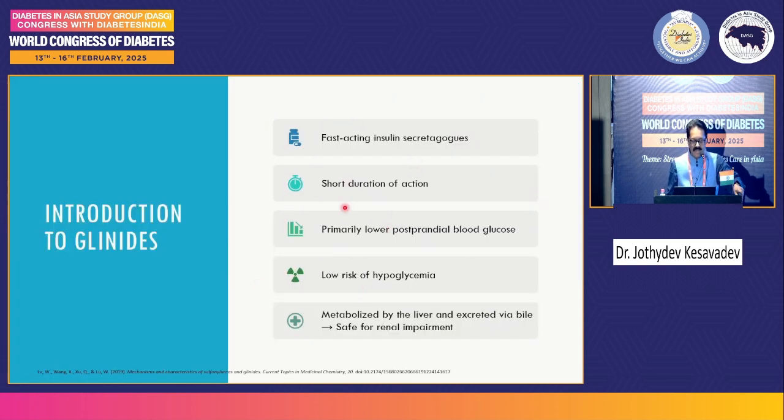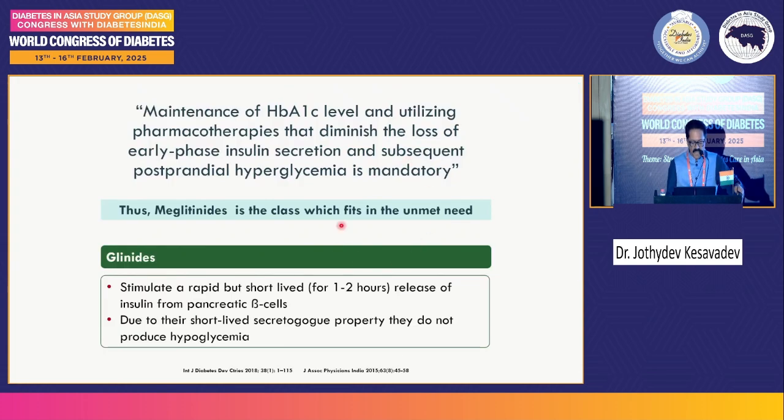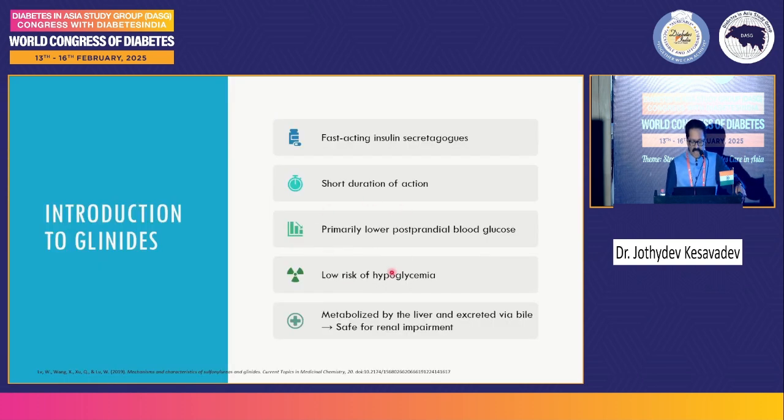And these factors remind me of the newly launched inhaled insulin, Afrezza. A lot of similarities are there with Afrezza. Of course, Afrezza is going to be prohibitively expensive, but this is affordable. Very fast acting with a very short duration of action, unlike the classical sulfonylureas. And primarily it is addressing the postprandial glucose with a very low risk.